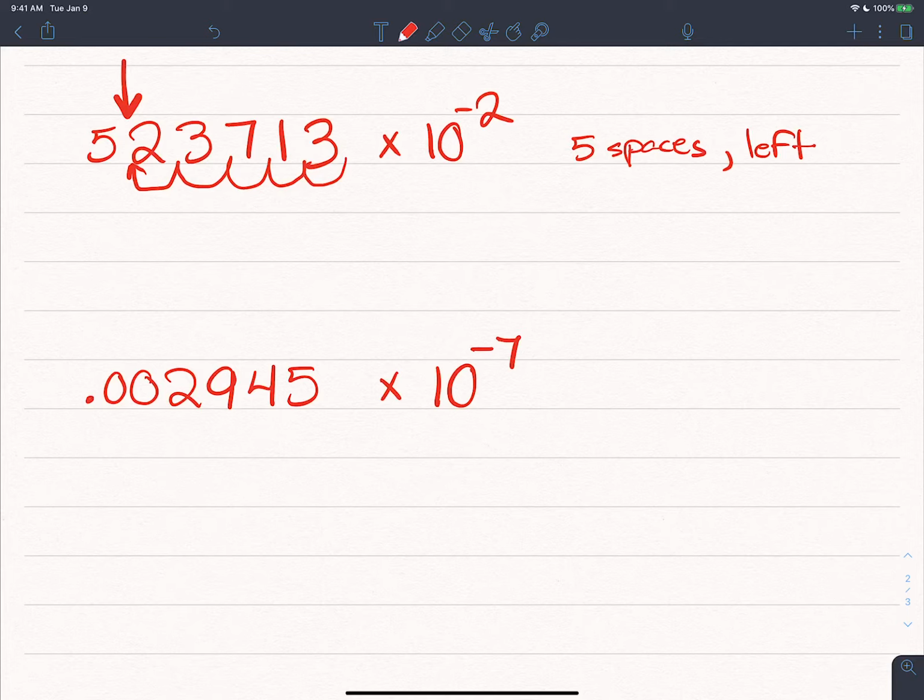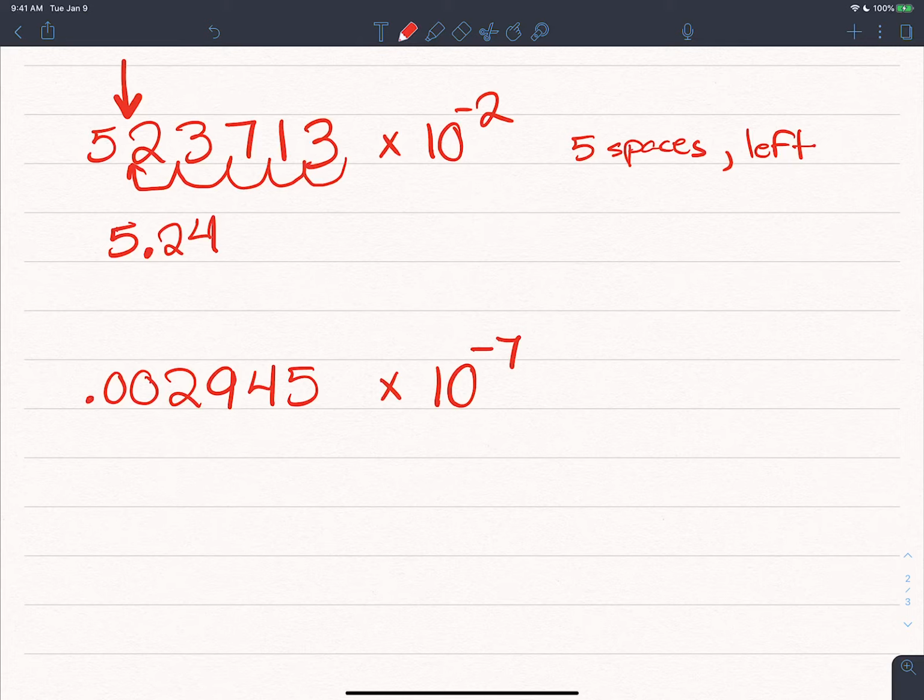So now step 3, rewrite the number. We get 5.23713. Now you can round it off. So we're going to actually round this one, and instead of 5.23, we're going to round it right here, and we're going to put 5.24. That's what we're going to put instead.